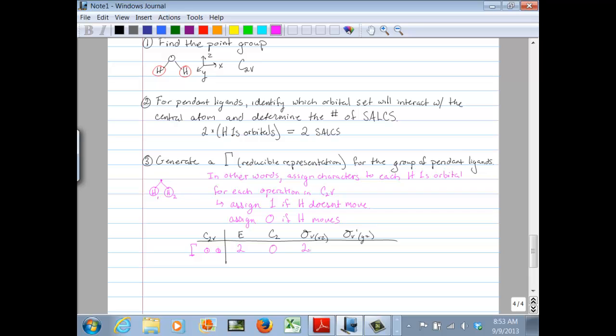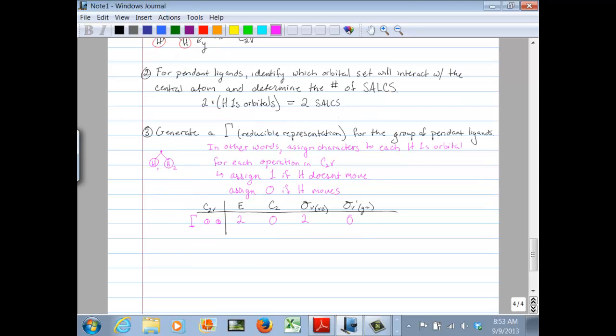What about for sigma V prime? Teresa, what do you think? Sigma V prime, it chops the molecule in half, perpendicular to the plane of the page. You do add it together, but what's the character for each one? Oh, for each one, 0. Yeah, so 0 plus 0. So this one's 0. Now we've got our reducible representation.